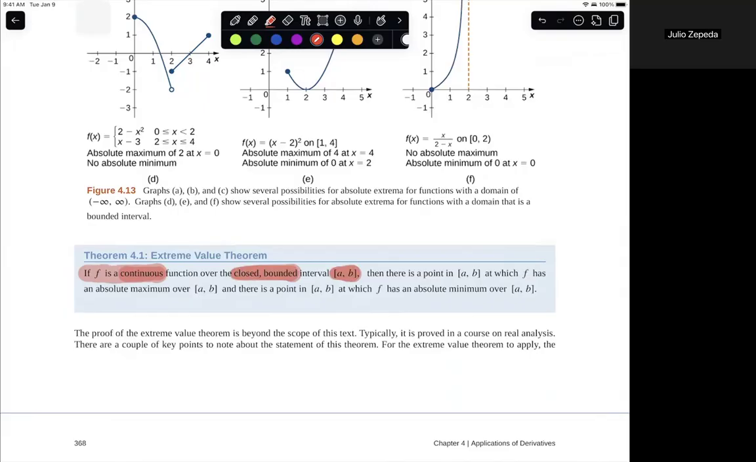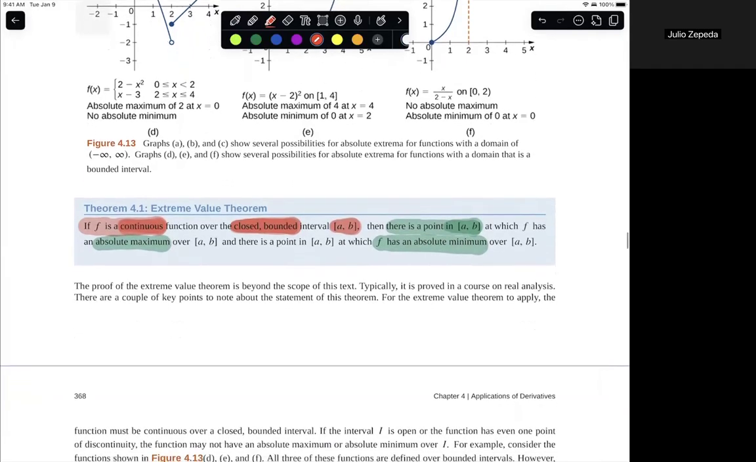then there must be a point in the interval from A to B where f has an absolute maximum and where f has an absolute minimum. Okay, so if we satisfy the conditions that f is continuous and it is defined over a closed and bounded interval from A to B, then it is guaranteed to have an absolute maximum and an absolute minimum.